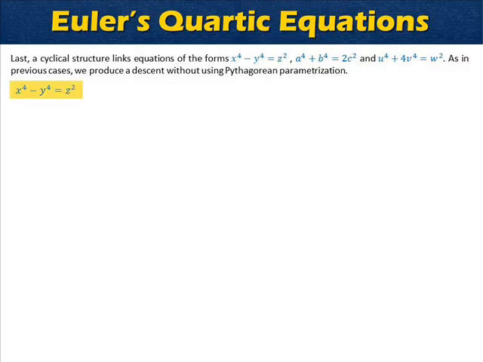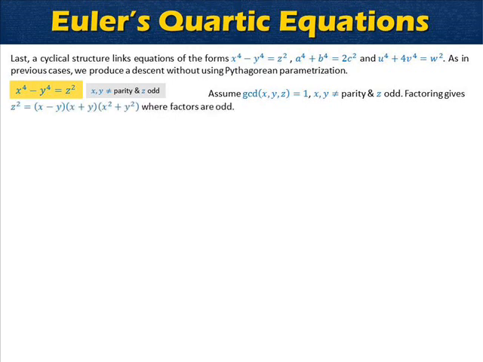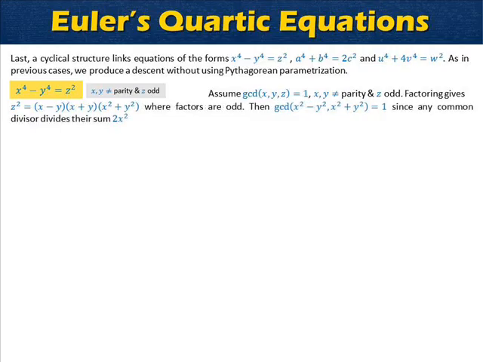We start with x raised to the fourth minus y raised to the fourth equals a square, with x, y, and z co-prime. Then z must be odd, and x and y of opposite parity. Factoring z squared gives these three factors where all are odd. Then x squared minus y squared and x squared plus y squared are co-prime, since any common divisor divides the sum, 2x squared, and the difference, 2y squared. Similarly, x minus y and x plus y are co-prime. Hence, each factor is a square.